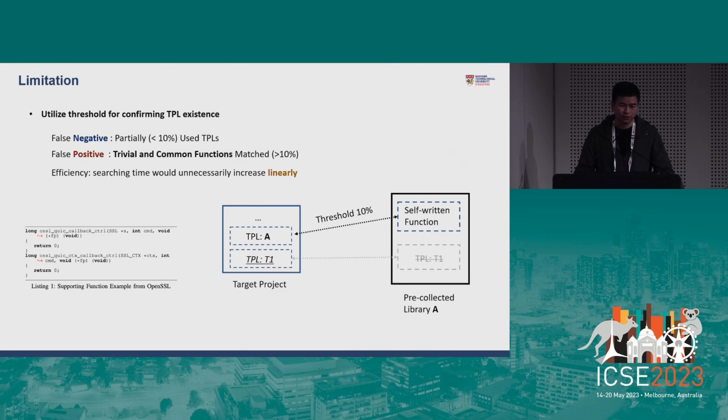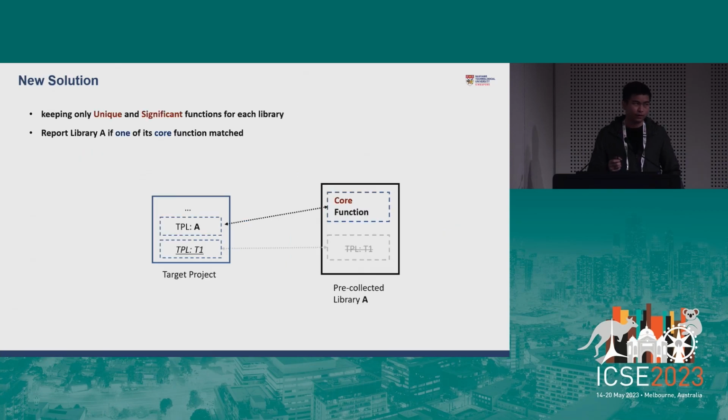Also, the false positive is another aspect that will cause issues. Even though we use the matching rate for mapping all the functions to library A, there are some very trivial and common functions that should not be used for mapping library A. For example, on the left side, a sample function from OpenSSL simply contains only return 0, which is a very simple function that cannot represent OpenSSL. OpenSSL is a library that deals with network and protocol problems. So we need to come up with a new solution for this problem.